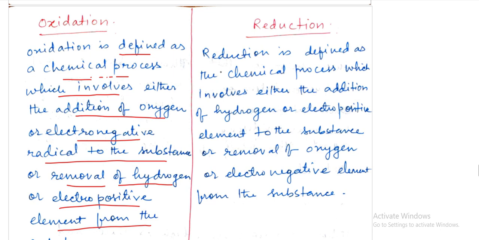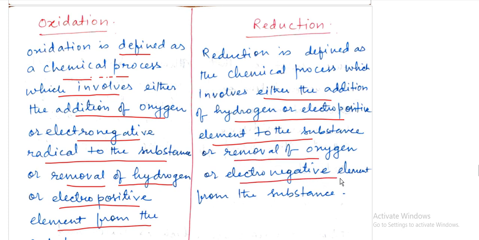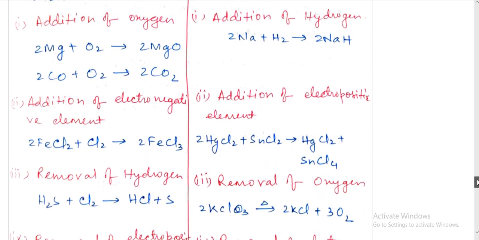And in reduction, what happens? Reduction is the process in which either addition of hydrogen or an electropositive element to the substance takes place, or removal of oxygen or an electronegative element takes place. So this is the definition of oxidation and reduction. Now let us see some examples of oxidation and reduction.